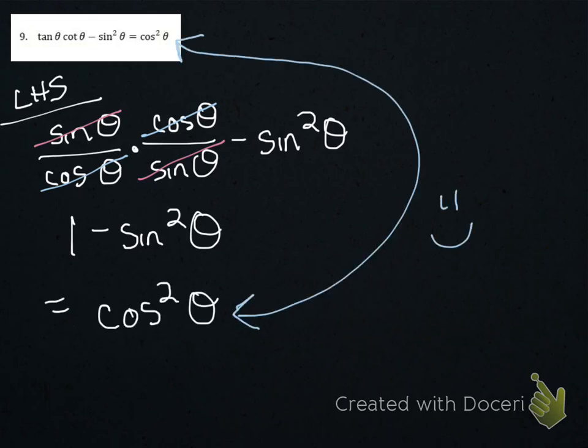Now, based on a manipulation of the Pythagorean identity, 1 minus sine squared turns into cosine squared, which is what we have on the right-hand side. And so we are finished with that one.